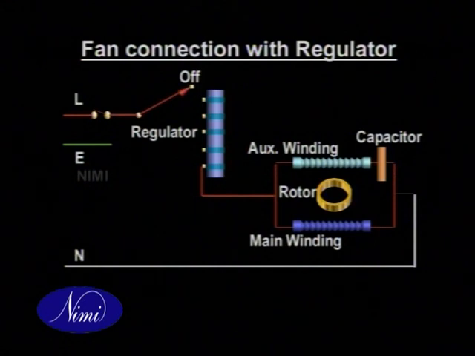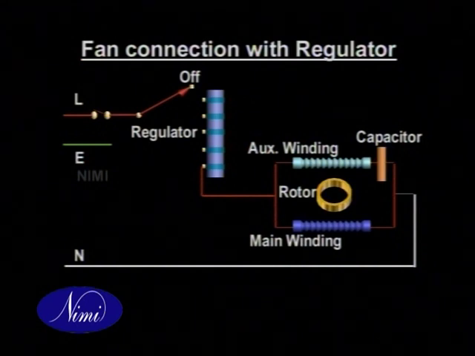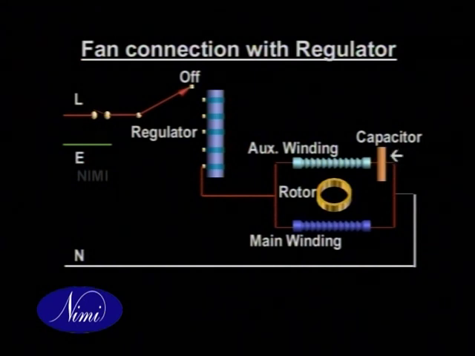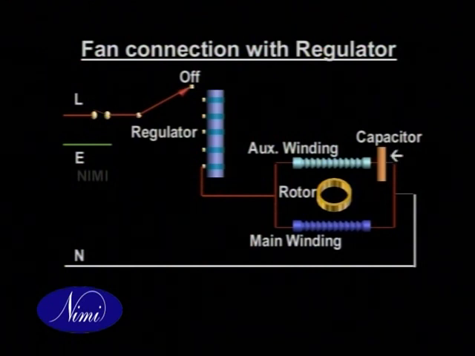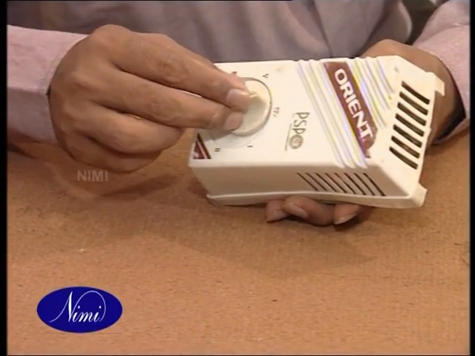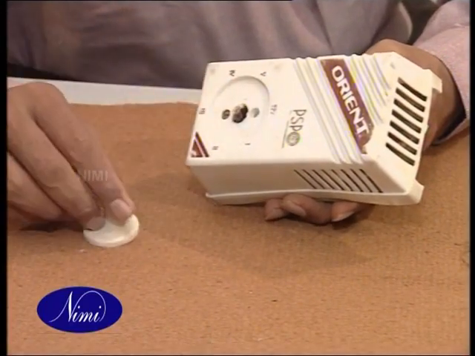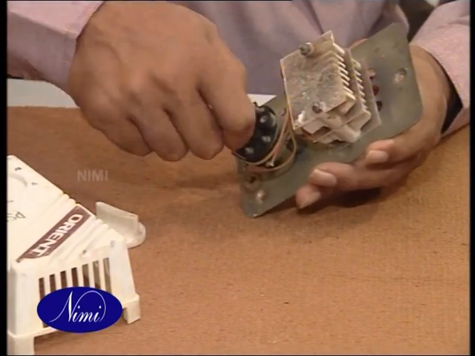The auxiliary winding is connected in series with a capacitor and main winding is connected across the power supply. The value of the capacitor varies from 2 MFD to 5 MFD according to the sweep of the fan. Externally, a regulator is used to vary the speed of the fan by varying the applied voltage. Normally, each fan has its own set of blades which are factory balanced.